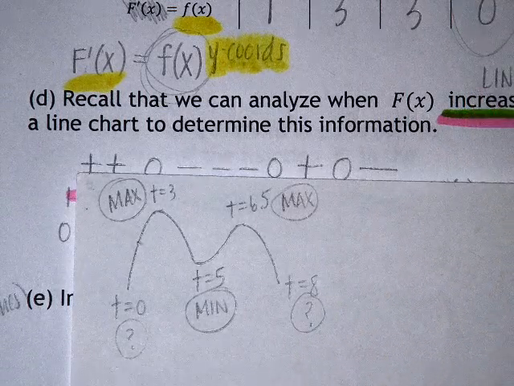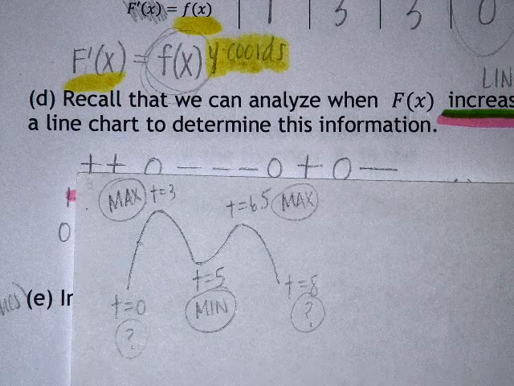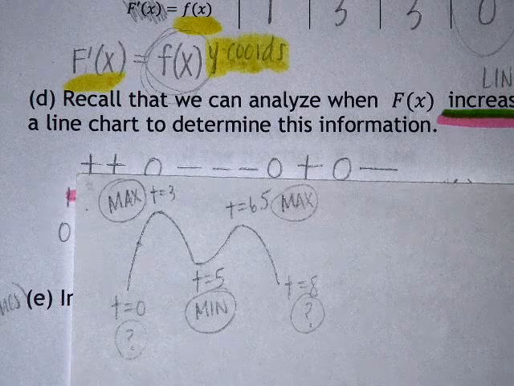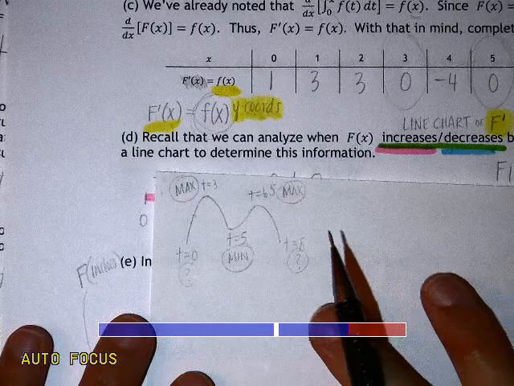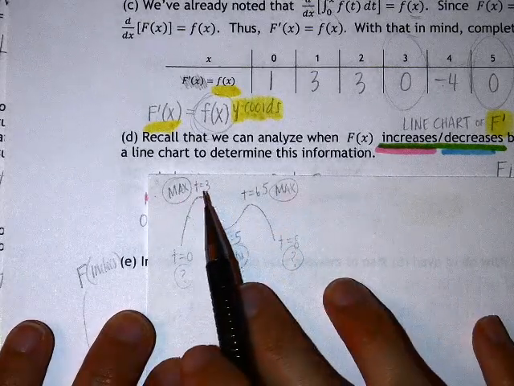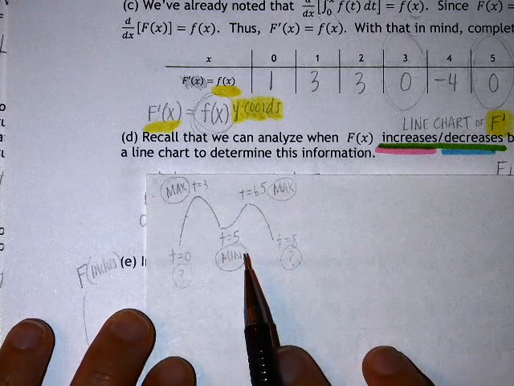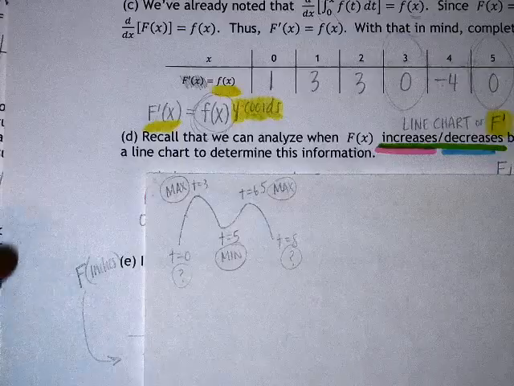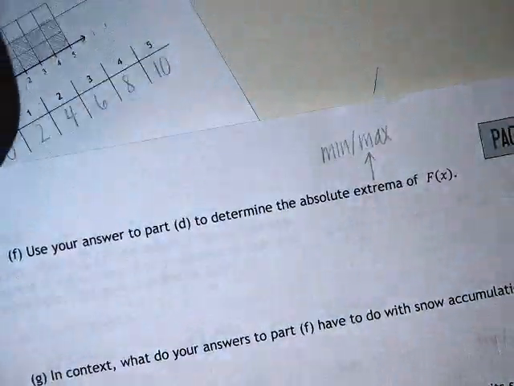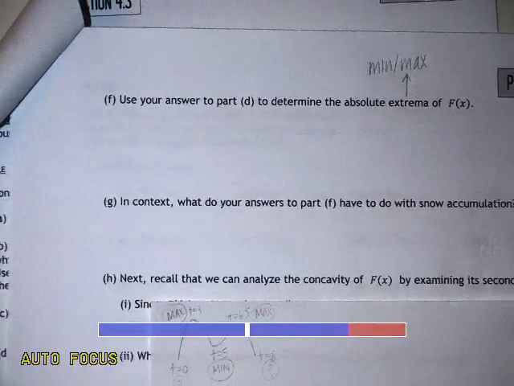So that's the thing about the absolute min and max. We have to check the endpoints too, just to make sure that we know what those values are. But let's at least keep in mind these possibilities. I have possible maximums at 3 and at 6.5. I have possible minimum at 5, and then the endpoints are going to be unclear. So let's see if we can figure out which is which.